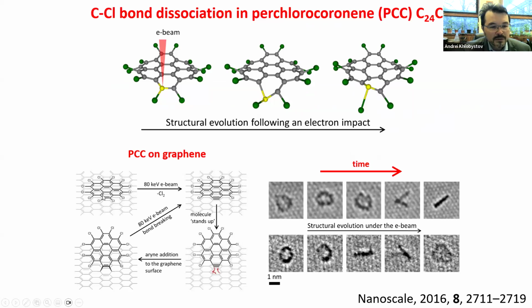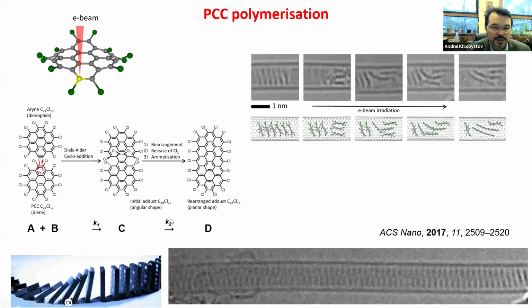We started with PCC on graphene, where the carbon-chlorine bond can be broken up, and we just release chlorine, forming this biradical on the edge of the molecule, which then bonds to the graphene layer. What we see in the microscope, we can see this circular outline of the molecule when it lies down, and then when it stands up, it becomes a line. So now we look at this molecule edge-on. So definitely the reaction works. The most interesting thing happens inside the carbon nanotube.